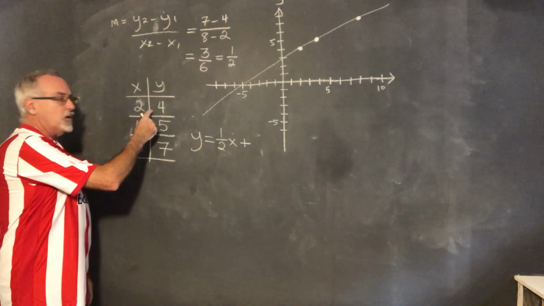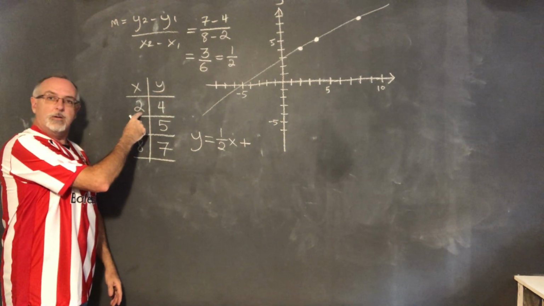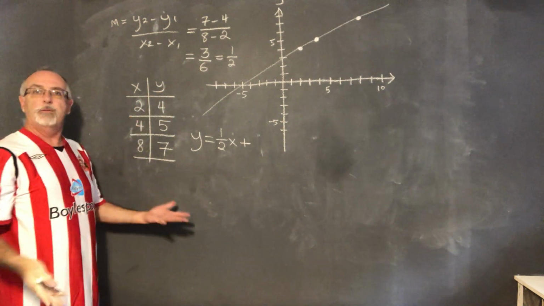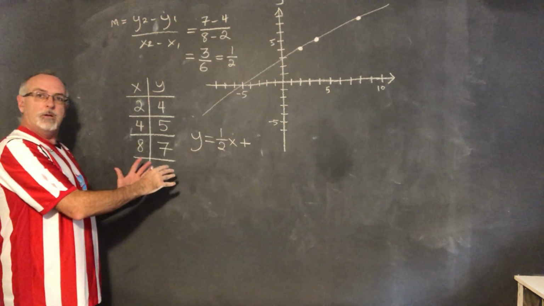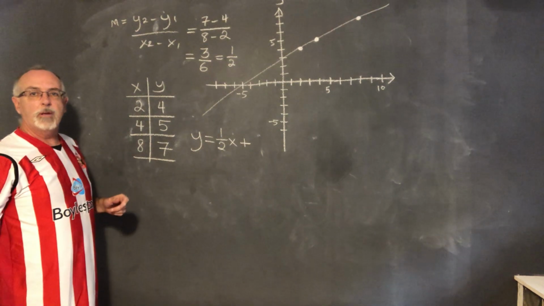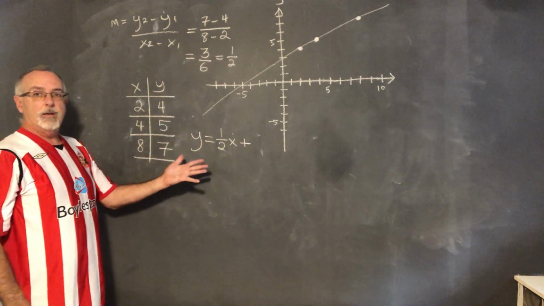And I don't have the point where x is equal to 0 in the table of values, which is what I started this example with. What if you have a table of values, but you don't have the y-intercept given to you? How do you find it?